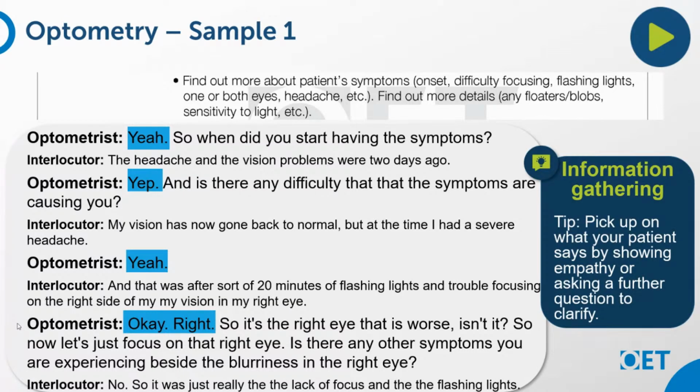So make sure when you are gathering information that you do pick up what the patient has just told you, show some empathy or ask a further question to clarify your understanding and demonstrate that you have been listening.